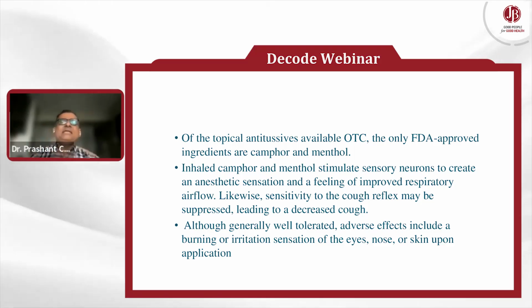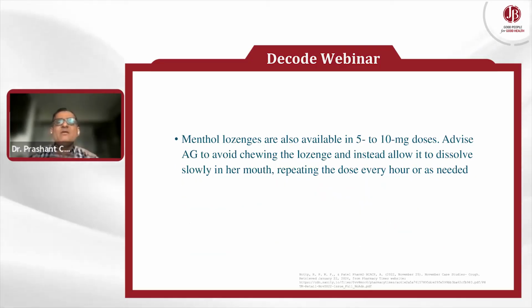Of the topical antitussives which are available over the counter, the FDA approved ingredients are camphor and menthol. Sometimes people can use inhaled camphor and menthol to stimulate the sensory neurons and create an anesthetic sensation, and that improves the respiratory airflow, and accordingly the cough reflex can be suppressed. Although it is generally well tolerated, it can lead to a burning sensation of the eyes, nose, and the skin.